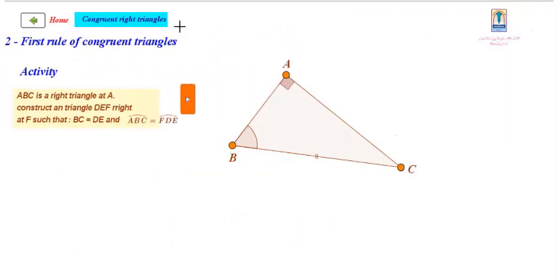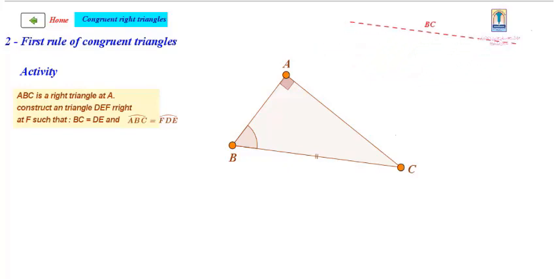We will talk about the first rule of congruent right triangles. In this activity, we have ABC is a right triangle at A. Construct a triangle DEF right at F such that side BC is equal to side DE and angle ABC is equal to angle FDE. We are going first to construct the right triangle DEF.